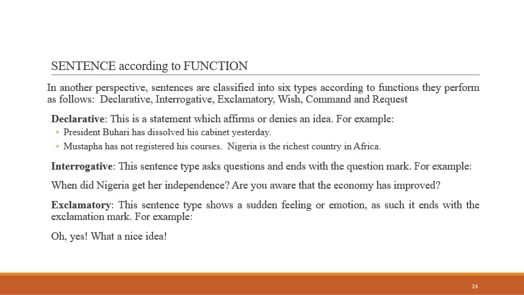Then we have interrogative sentence, which is obviously a question. These ask a question and end with a question mark. For instance, when did Nigeria get her independence? Are you aware that the economy has improved? Then exclamatory sentence. Recall our explanation of interjection. Exclamatory sentences are sentences that show our sudden feeling of emotion. They mostly end with an appropriate exclamation mark. For instance, oh yes, what a nice idea.